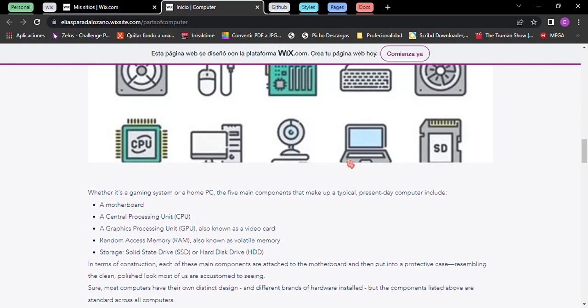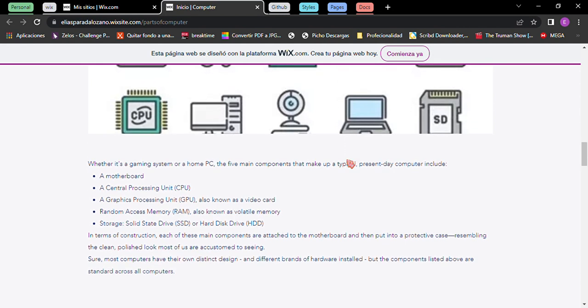Whether it's a gaming system or a home PC, the five main computer components that make up a typical present-day computer include a motherboard, a central processing unit (CPU), a graphic processing unit (GPU), also known as a video card, random access memory (RAM), also known as volatile memory, and storage: a solid-state drive (SSD) or hard disk drive (HDD).